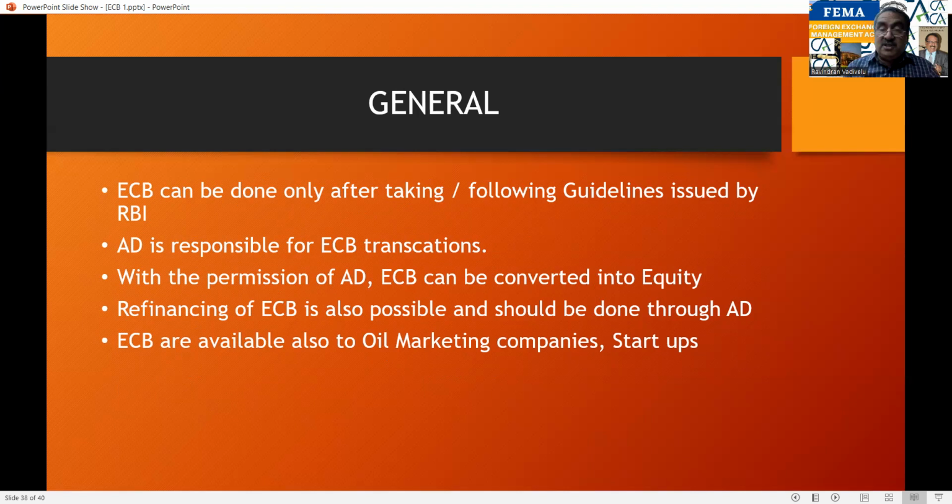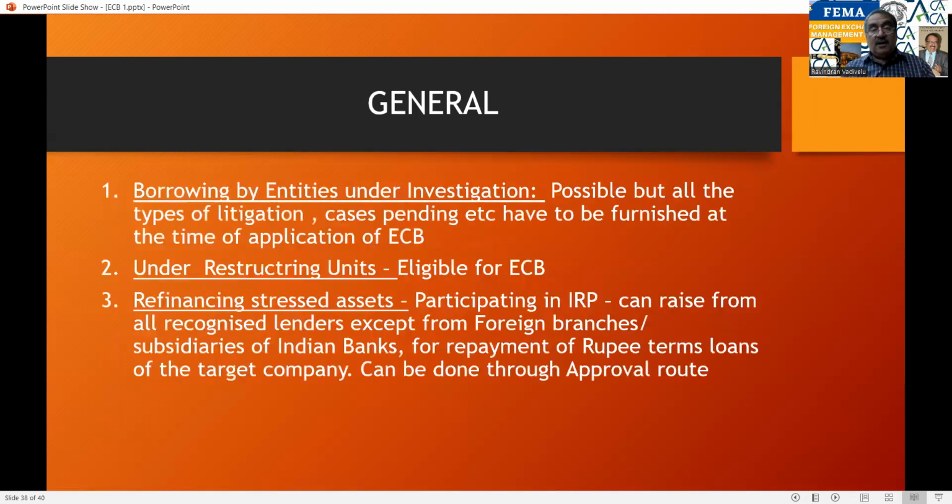And only with the permission of the authorized dealers can ECB be converted into equity. So ECB cannot be converted into equity, but if you want to convert that amount into equity, you have to get the authorized dealer's permission. Refinancing is also allowed, but it should be done only through the authorized dealers. And ECBs are also available to oil marketing companies and startup companies.